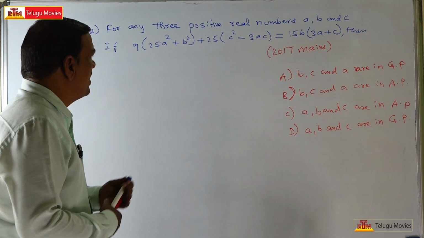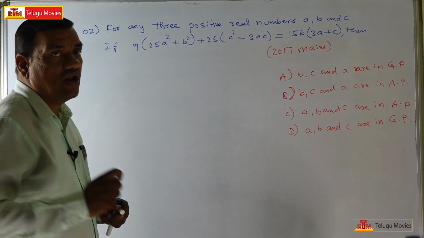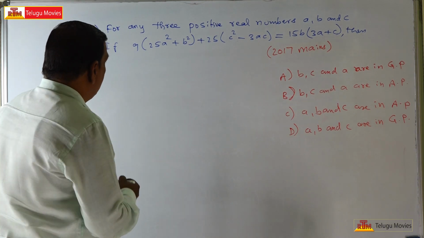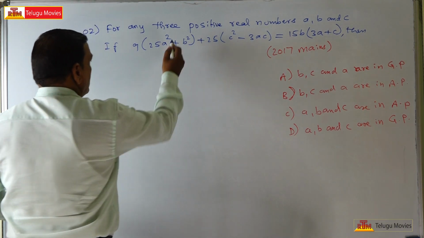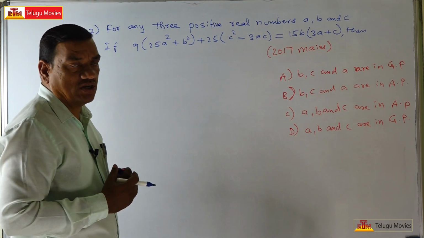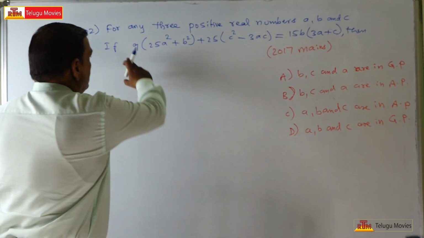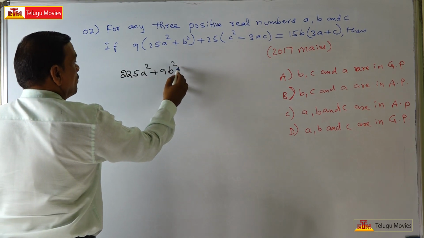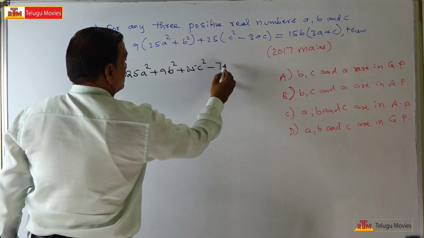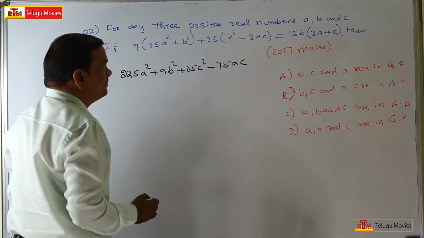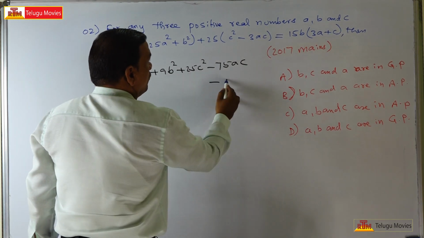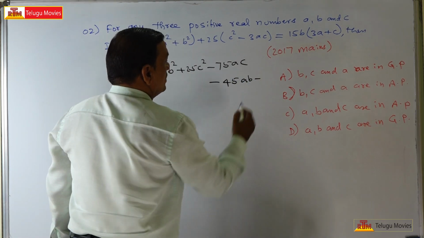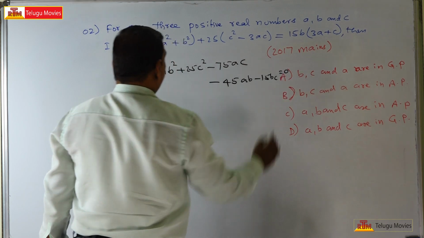This is a very easy problem. Try to find out the A value, B value, C value separately from this given equation. First of all, multiply with 9 and take all terms to one side. So this is 225a square plus 9b square plus 25c square minus 75AC minus 45AB minus 15BC is equal to 0.